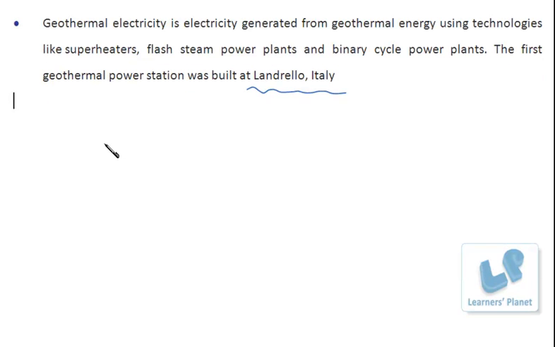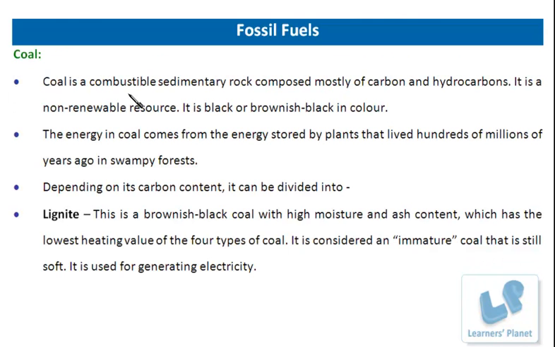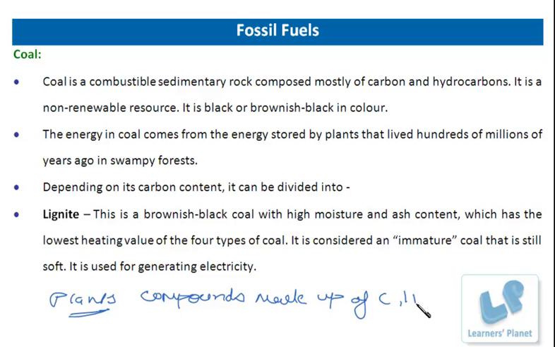Now let's go to the fossil fuel like coal. We'll first discuss the coal, its formation, its use, and also the different types of coal. Coal, what is it? It is a combustible sedimentary rock composed mostly of carbon and hydrocarbons. What do you mean by hydrocarbons? See, plants are made up of hydrocarbons, that is, compounds made up of carbon, hydrogen and oxygen. These are basically hydrocarbons, or you can say organic compounds.